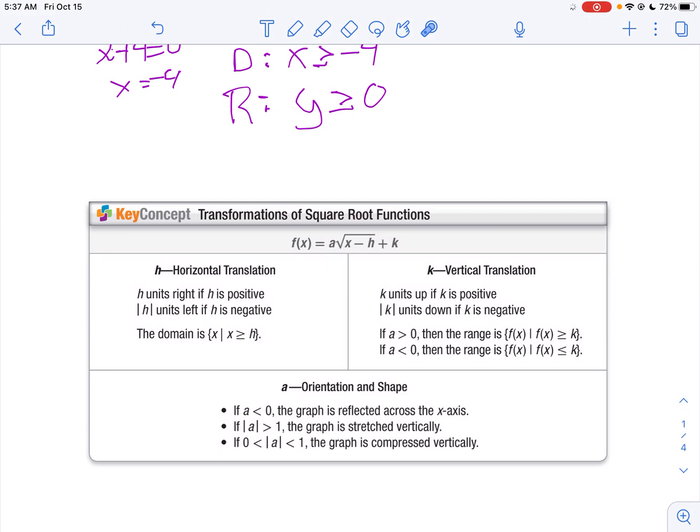If a is less than 0, it'll be upside down. You're going to flip it over the x-axis. If a is greater than 1, it's going to be stretched vertically. If it's less than 1, it's going to be stretched horizontally or compressed vertically. We can say that way.